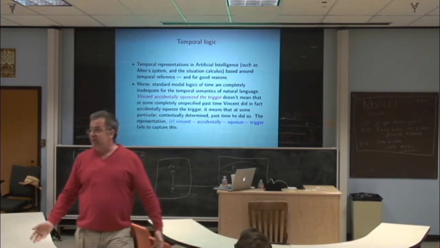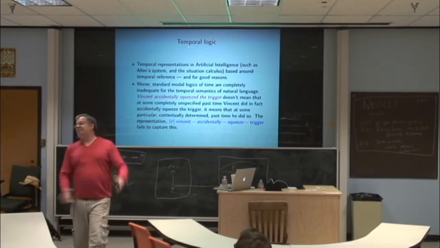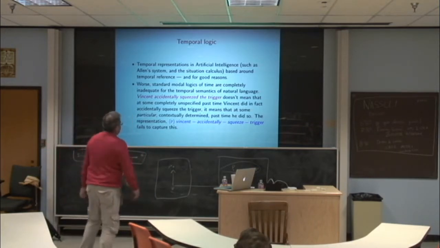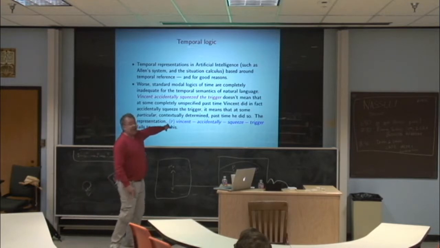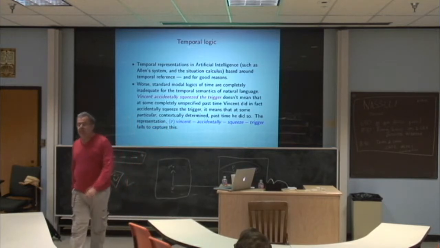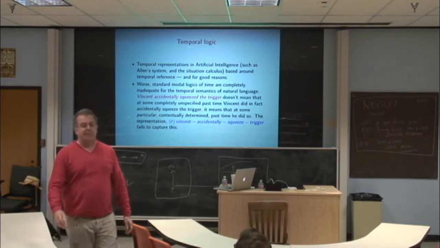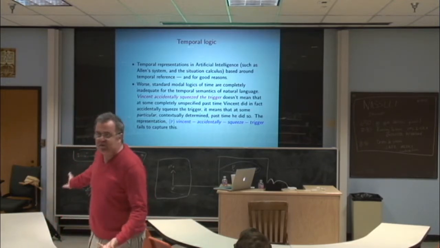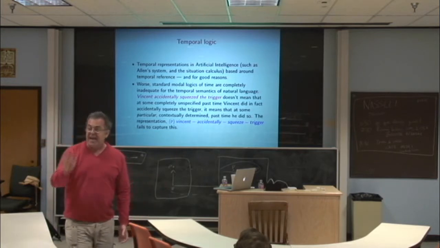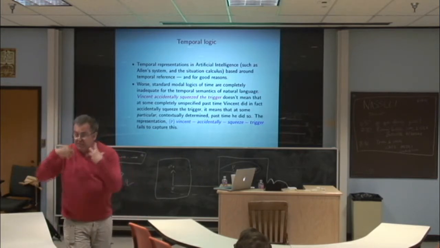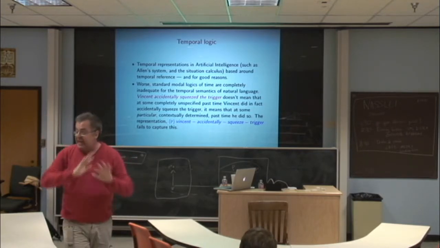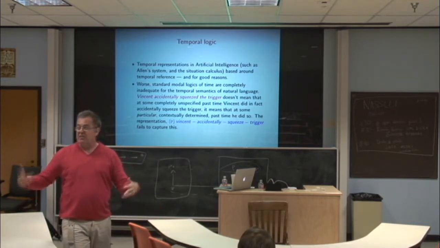Oh, and let's look at Prior's treatment of the past tense. Vincent accidentally squeezed the trigger does not mean that at some completely unspecified past time, Vincent squeezed the trigger. It's not an unrestricted quantification over the past. It's actually saying that there is a past specific time, contextually determined, at which Vincent accidentally squeezed the trigger, etc.